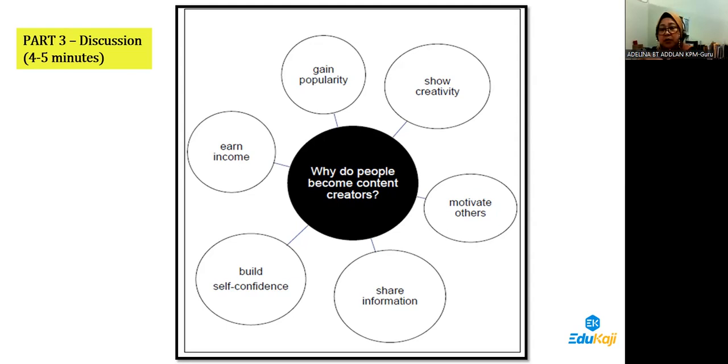Most people become content creators because they just want to gain some popularity. But in my opinion, they become content creators not only to gain popularity, but at the same time they want to earn some income. Usually those who are content creators, their income will be a little bit higher compared to others. What do you think? See, the turn taking takes place, and you could see that there's a flow from one point to another.